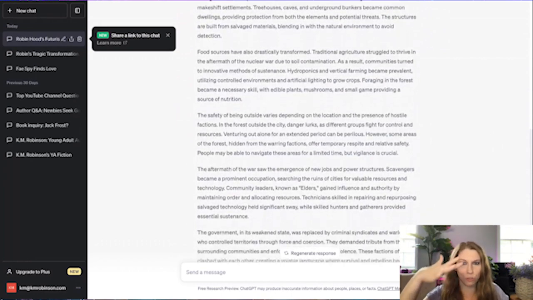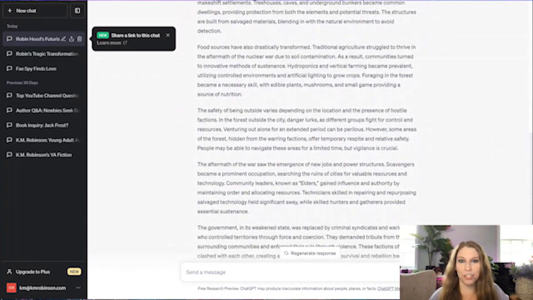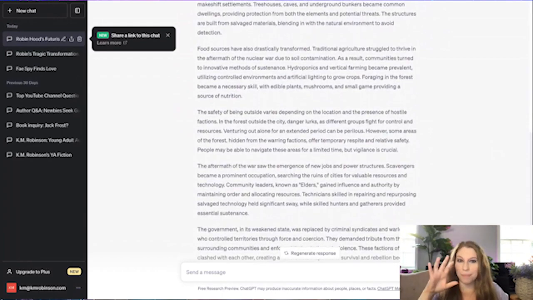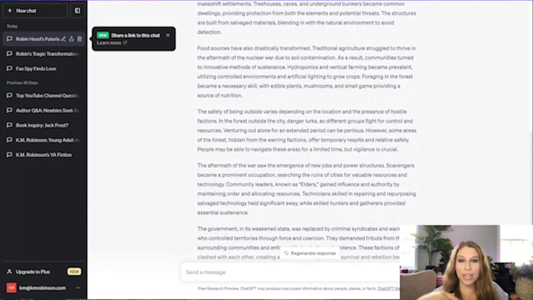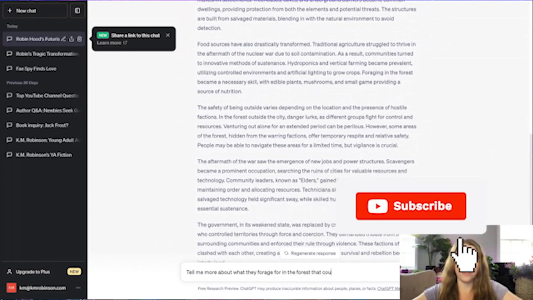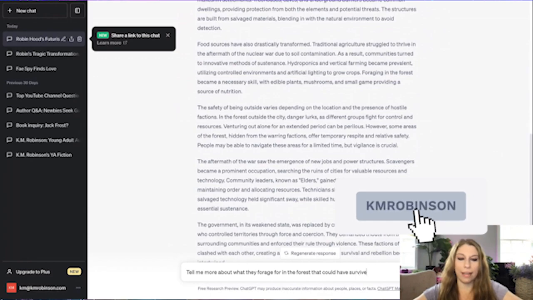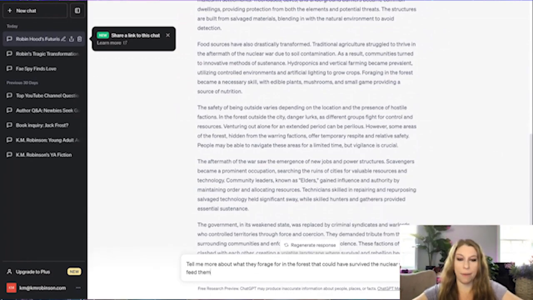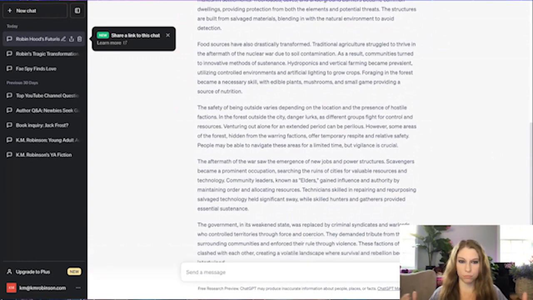You guys, this is so good. And I didn't have to create that. That is something that it did for me. So now I can say, okay, well, if they're foraging in the forest, tell me more. Tell me more about what they forage for in the forest that could have survived the nuclear war and feed them now. Now it's going to start telling me more.